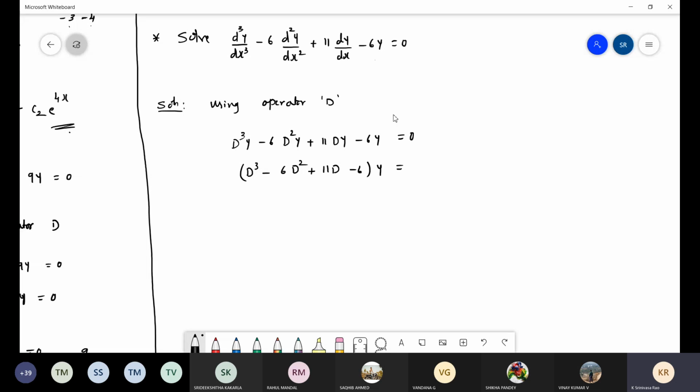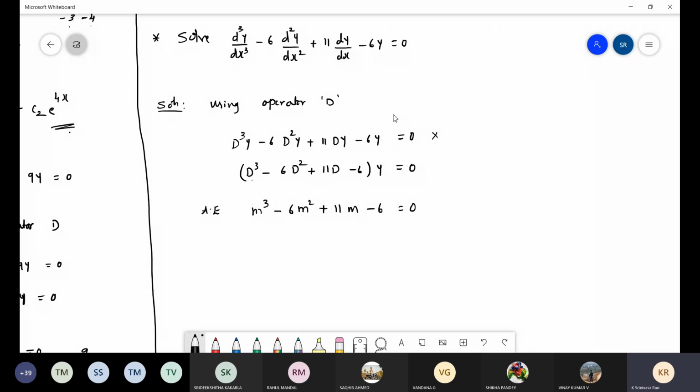If it is easy, you can skip this step: write in terms of D and take y common in a single step. If you feel it is easy, do that; otherwise go with these two steps. Auxiliary equation: m cube minus 6m square plus 11m minus 6 equal to 0.